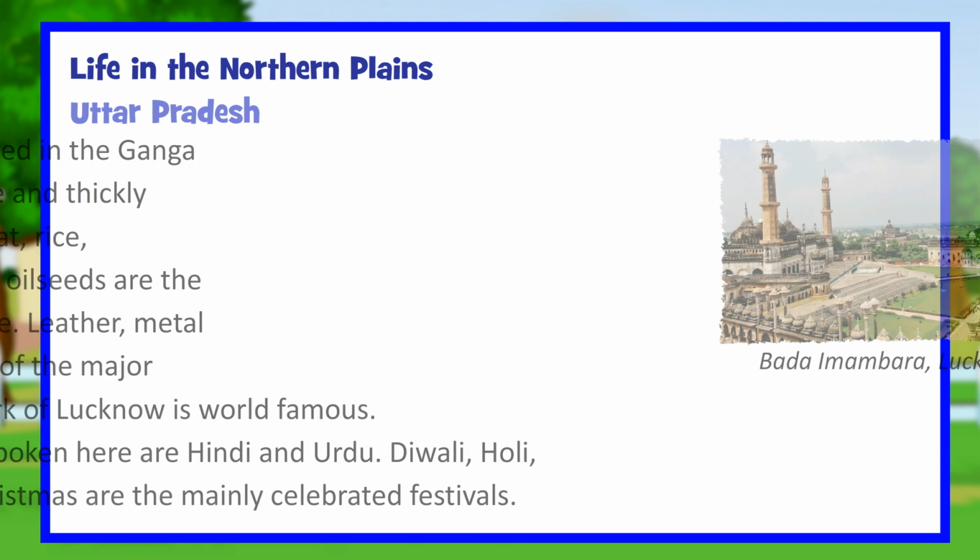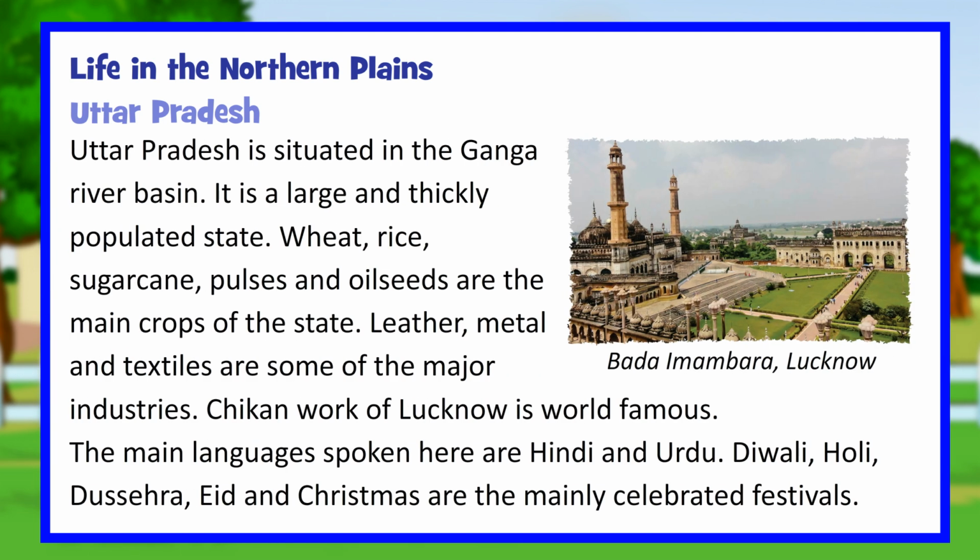Uttar Pradesh. Uttar Pradesh is situated in the Ganga River basin. It is a large and thickly populated state. Wheat, rice, sugarcane, pulses and oilseeds are the main crops of the state. Leather, metal and textiles are some of the major industries. Chikan work of Lucknow is world famous.